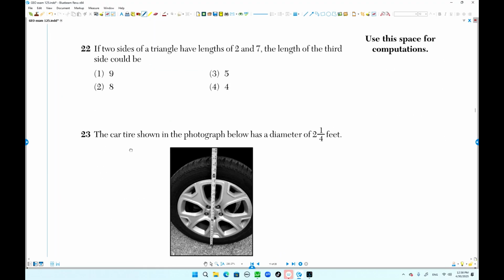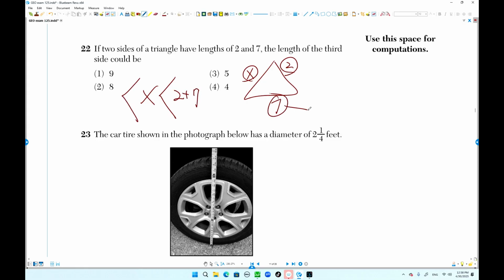Here is number 22. Two sides of a triangle, 2 and 7. This is the third side. Triangle inequality. This side equals how much? Less than always the sum of these sides, and greater than the difference of these sides. So the difference is 7 minus 2. So the value of x should be less than 9 but greater than 5, okay? Option 2 is the answer.